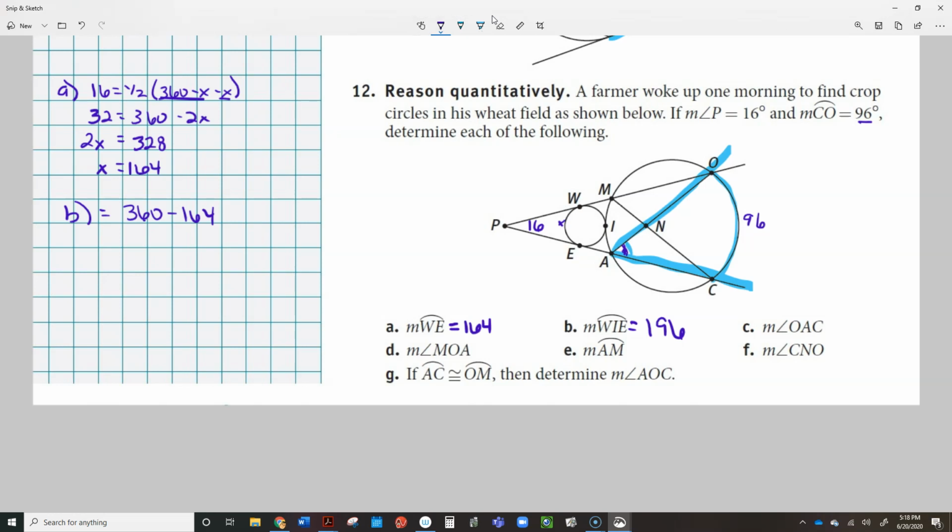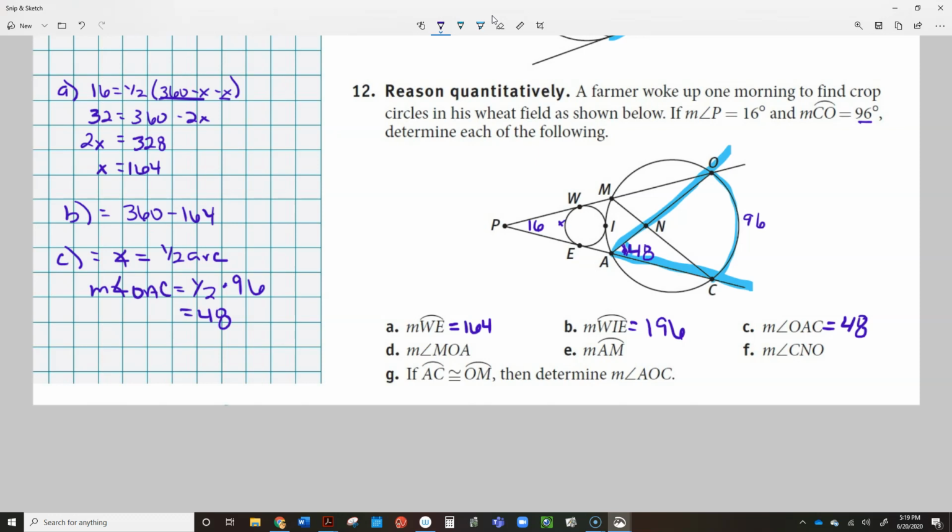So for part C, the angle is equal to half the arc. So the measure of angle OAC is equal to half of 96, and half of 96 is 48. So this measurement right here is 48. All right.